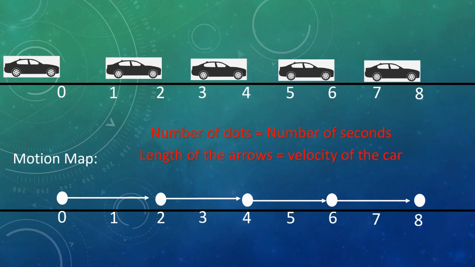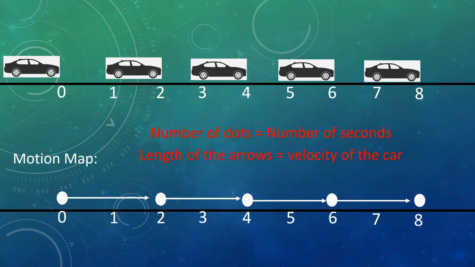The length of the arrows tell you the velocity of the car. So if this car is going very fast, the dots would be far apart and you'd have a long arrow in between them. So that would tell you a long arrow means the car is going fast. If the car was going slower, then the dots would be closer together and the arrows would be shorter. So a shorter arrow tells you that the car was going slower.